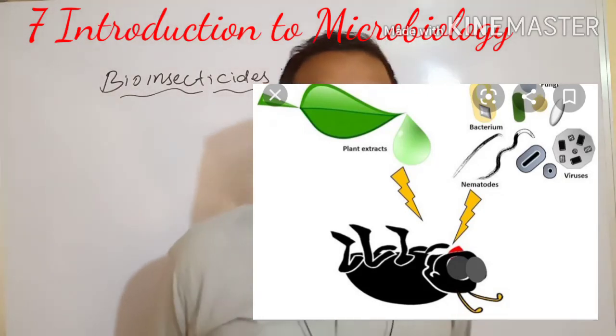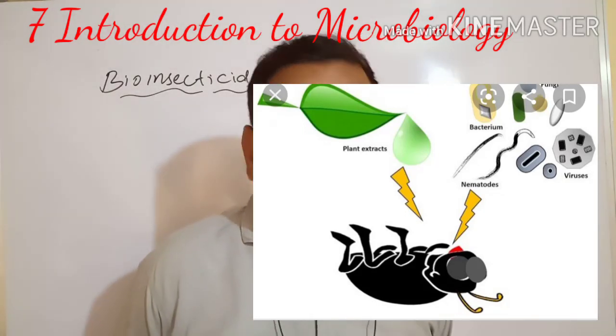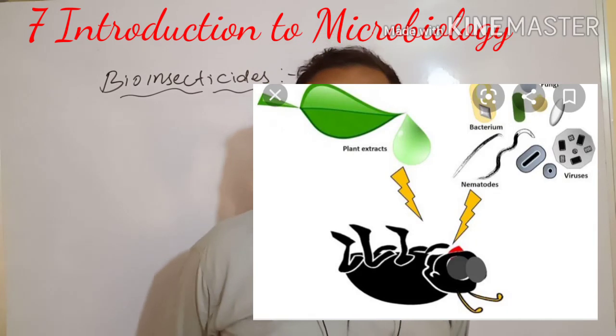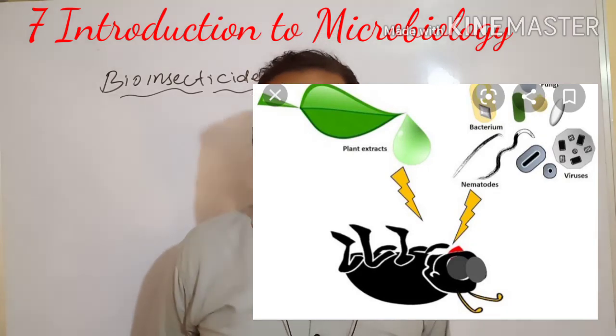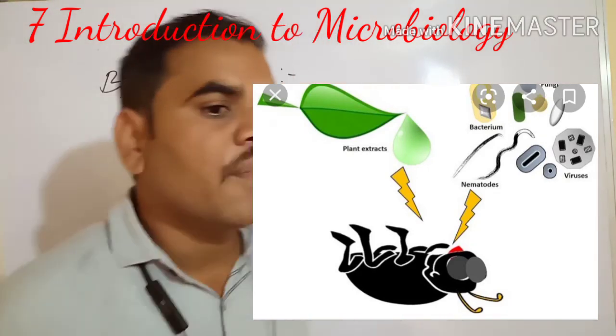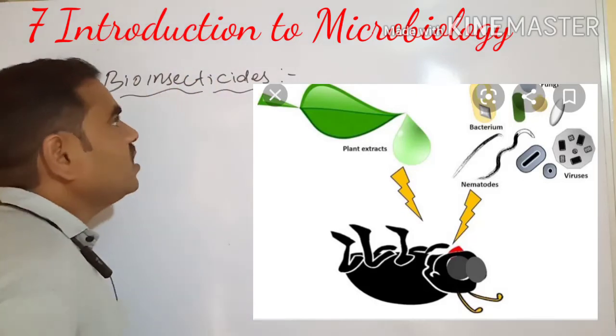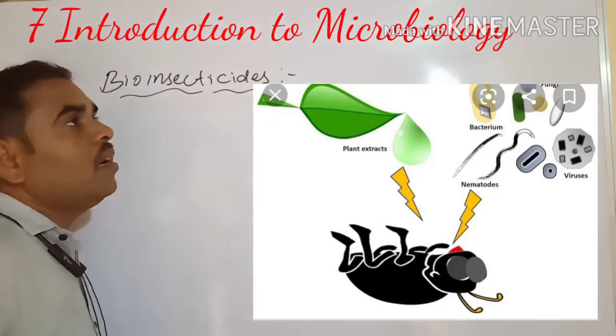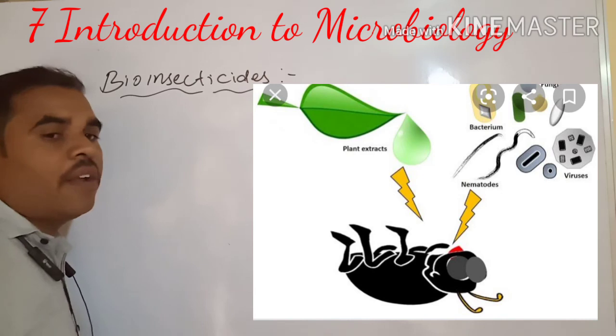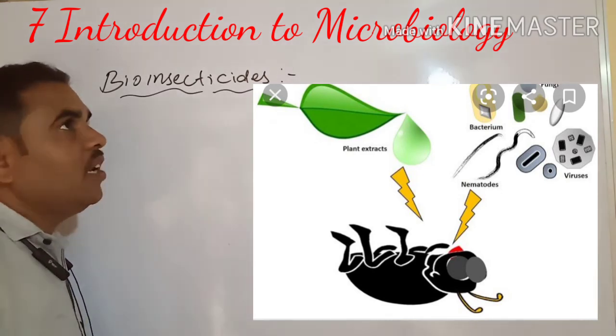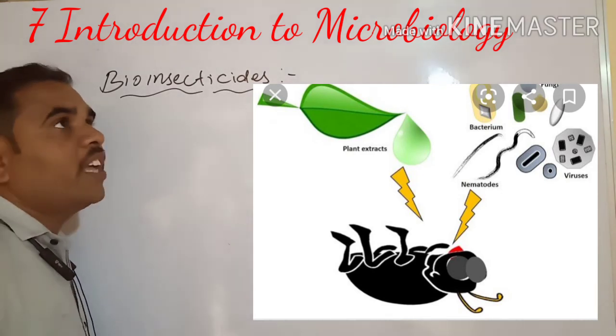Say, spinosad is a byproduct of the fermentation of biopesticides. We are using bioinsecticides for controlling pests and pathogens on our crop. They are prepared biotechnologically.